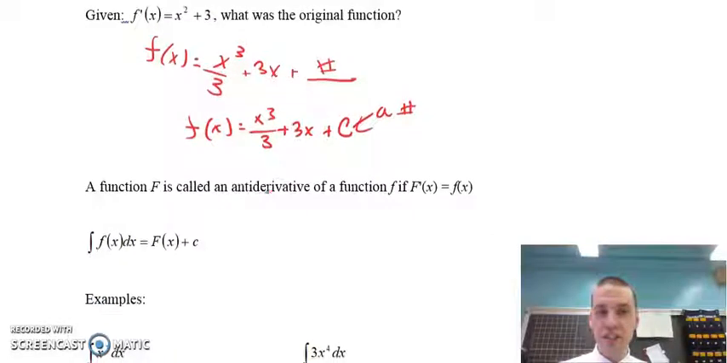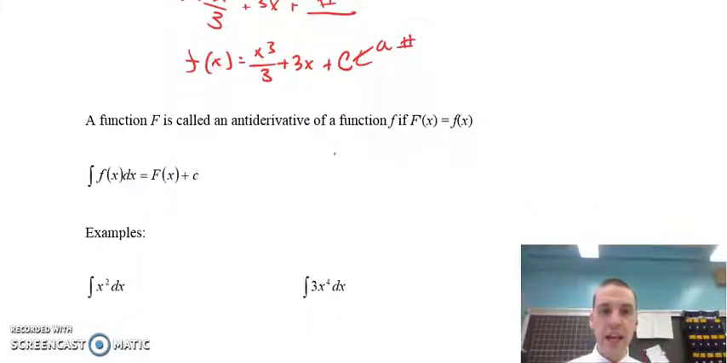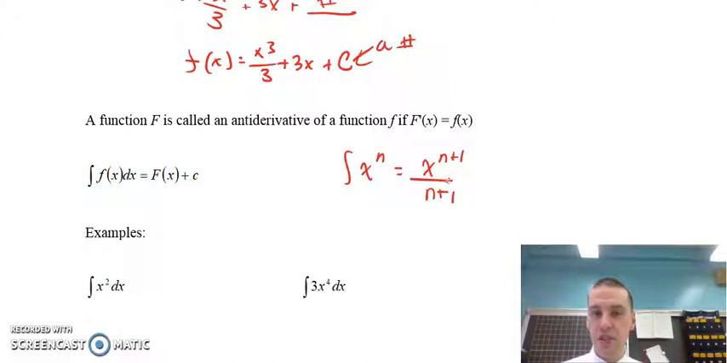A function big F is called an antiderivative of a function little f if big F prime of x equals little f of x. And the rule that we're going to use here states that the integral of x to the n equals x to the n plus 1. It's the opposite, so of course we're going to add 1. We would have brought this out in front. That's multiplication. The opposite of that is division. So divide by n plus 1. Then you need this plus c. This plus c is a constant that we don't know what it is, and at the end of the notes we'll look at how to find it.